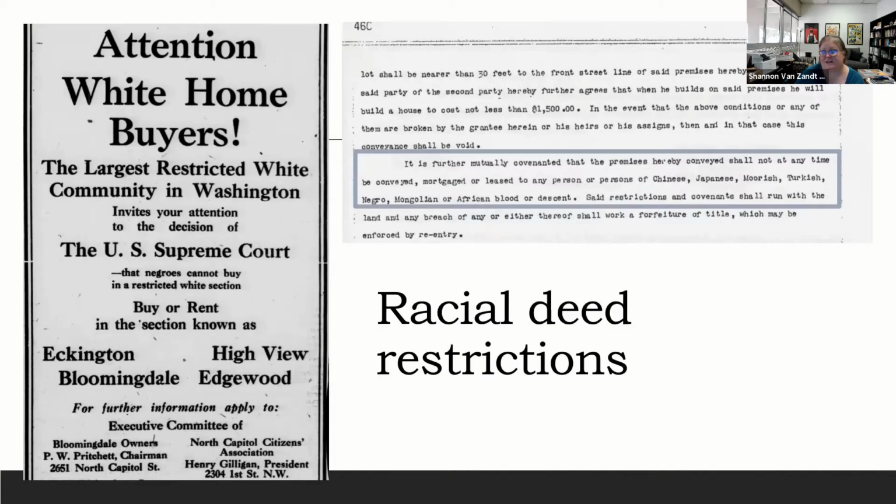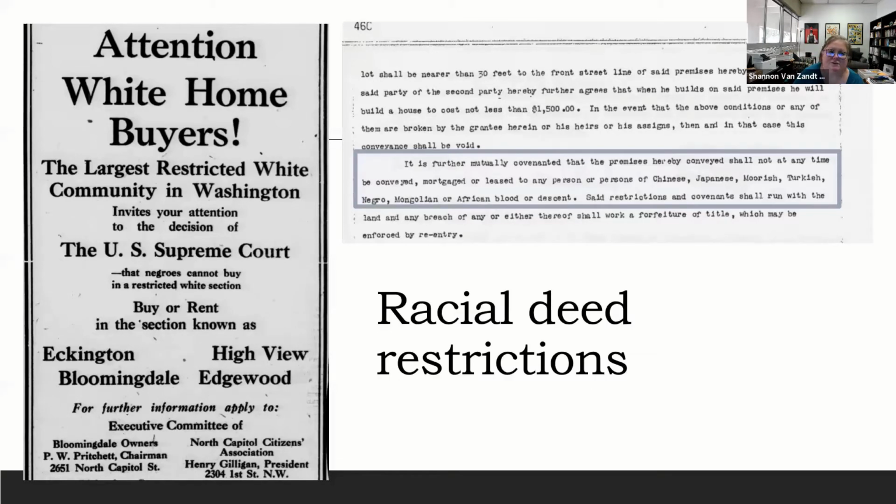So some of these still exist. They were made illegal in 1954 with the civil rights legislation, but there are many properties out there now that might not have changed hands very often since 1954 that may still have racial designations within them. If you can't read it, I'll read it to you. The part in the box says, 'It is further mutually covenanted that the premises hereby conveyed shall not at any time be conveyed, mortgaged, or leased to any person or persons of Chinese, Japanese, Moorish, Turkish, Negro, Mongolian, or African blood or descent.' So we're not just discriminating against African Americans; we're discriminating against all kinds of different people, people with different skin tones who come from different parts of the world and may or may not speak English. They weren't white, so they weren't welcome. And these would convey with the property, so you couldn't sell to the people named here.